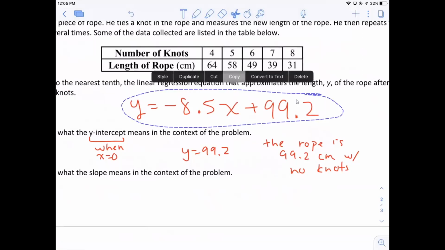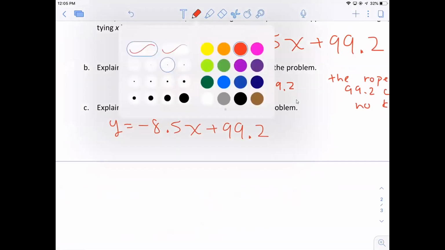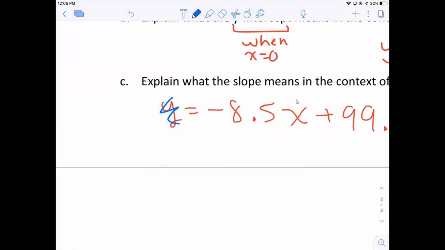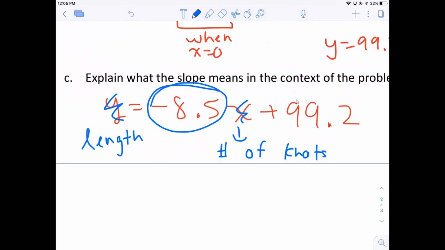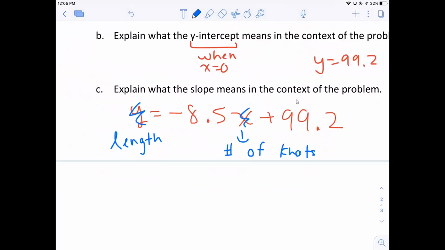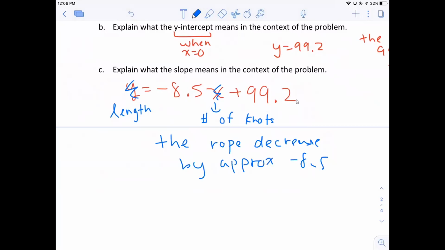Well, it might help if you just, again, write what each of these variables represent. That was the length, and this x value here, that was the number of knots. So this negative 8.5 is saying how much the length decreases by with each knot. So it means the rope decreases by approximately 8.5 cm with each knot.